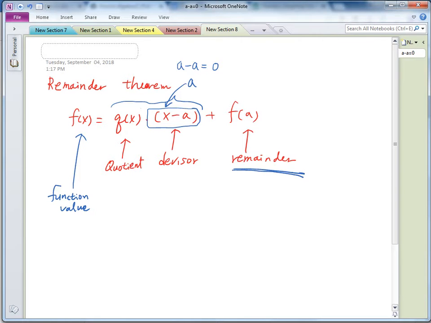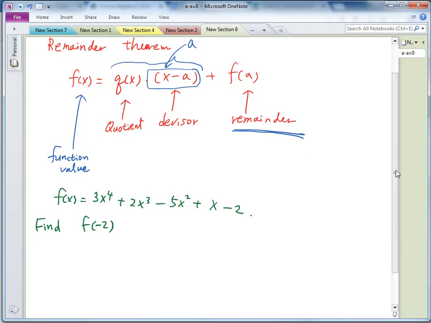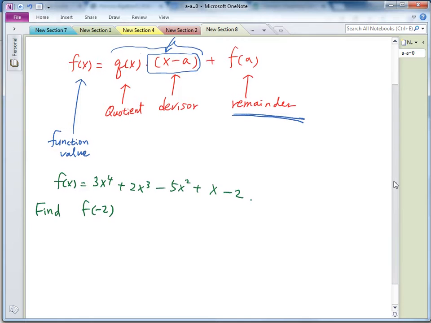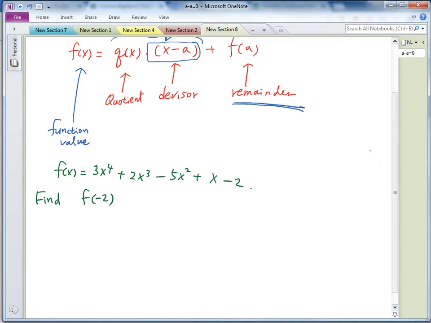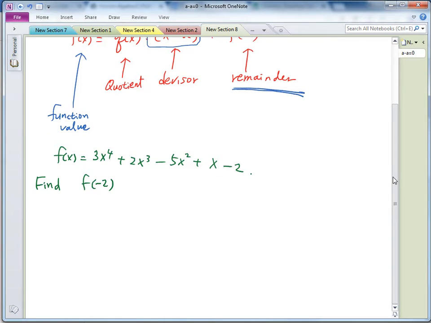So this is called the remainder theorem. Okay, let's do one example with me. I'm going to do the same example as on your paper: f of x equals 3x to the fourth power plus 2x cubed minus 5x squared plus x minus 2. And the question is, find f of negative 2. Let's say I'm going to teach this one to my Algebra 1 students. I don't have those, but let's assume. What are they going to do? They don't know the remainder theorem at all, so they will just plug in the number, right?